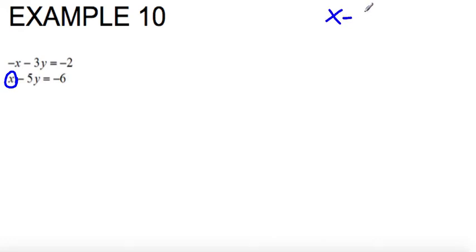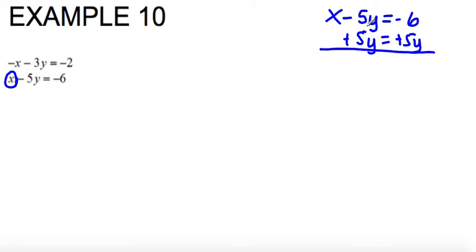So x minus 5y equals negative 6. So I'm going to get x by itself by adding 5y on both sides. So I have x equals 5y minus 6.